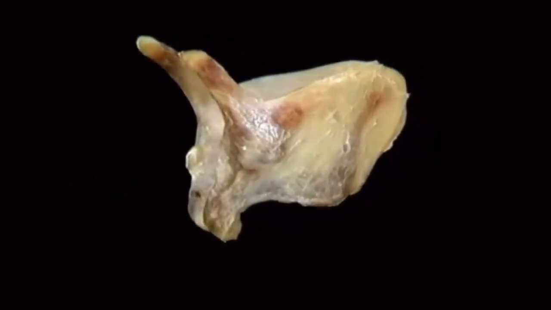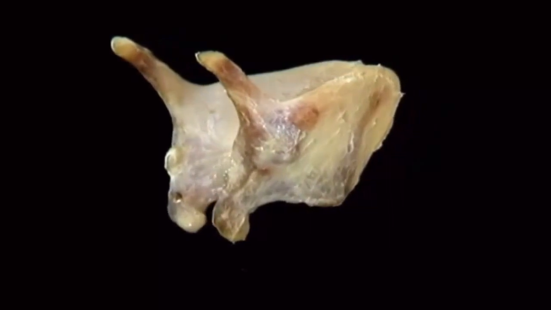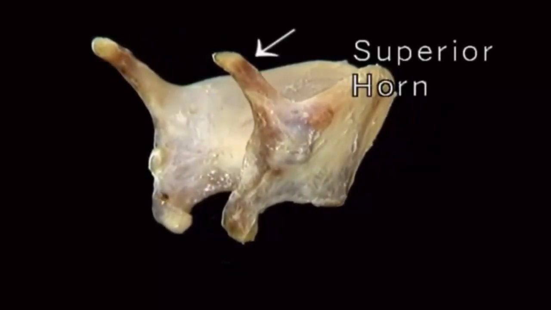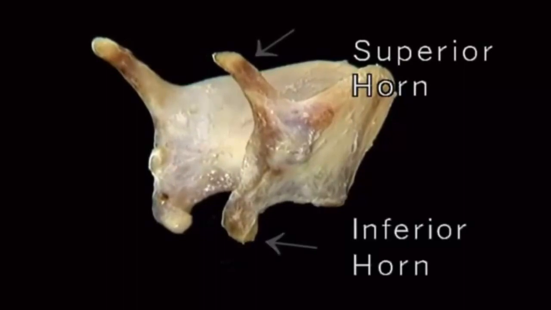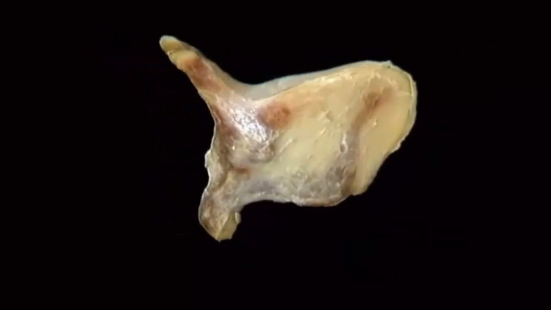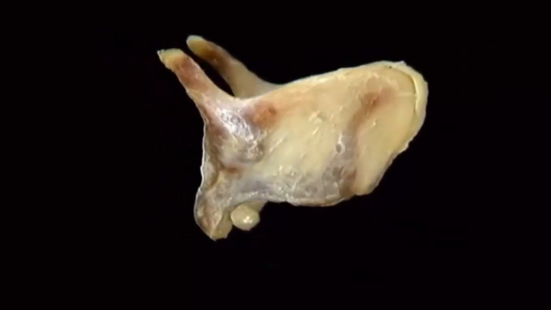The posterior border of each lamina is prolonged upward and downward to form two projections, the superior horn and the inferior horn. The superior horn points upwards and backwards, the inferior horn points downwards.